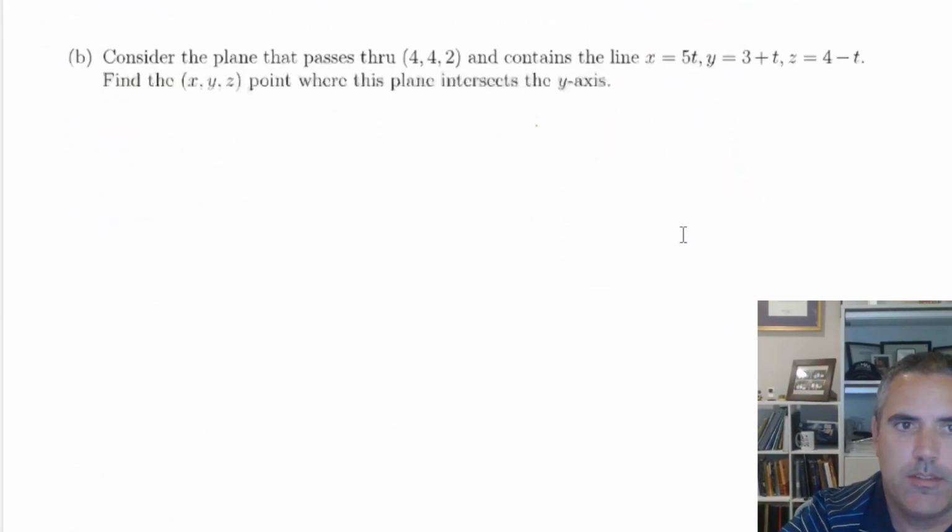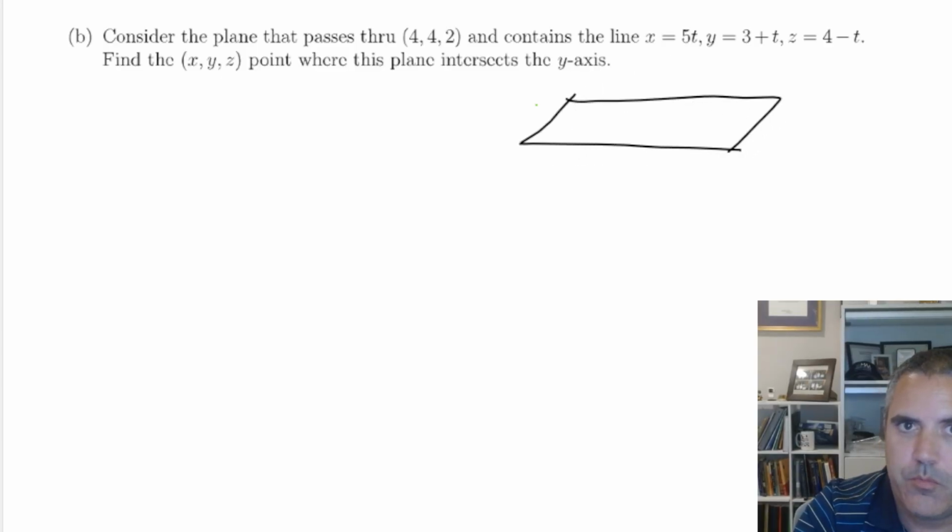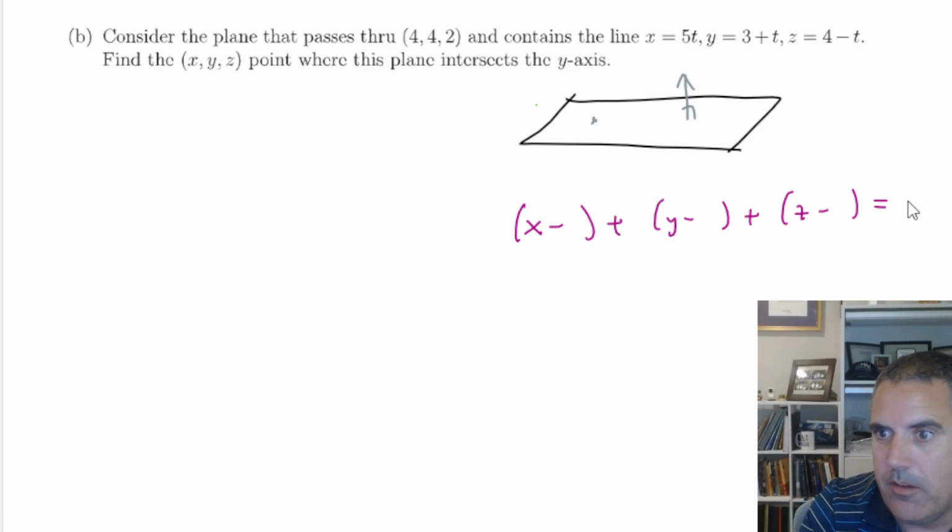Okay, let's keep going. The next question says, consider the plane that contains this line and find where it intersects the y-axis. So the moment you hear the word plane, you should be drawing this picture. You should be thinking, I need a point and I need a normal. And you should have the strategy of, maybe I can find 3 points. I'd be filling in these points, x minus blank plus y minus blank plus z minus blank. And they already told me one of the points, and so I'm halfway done.